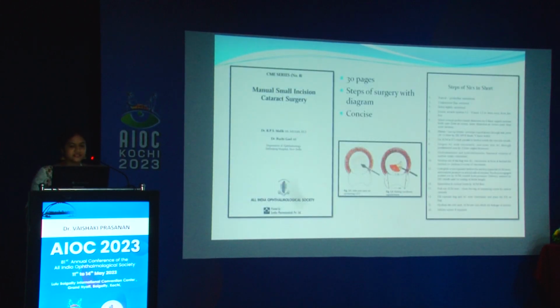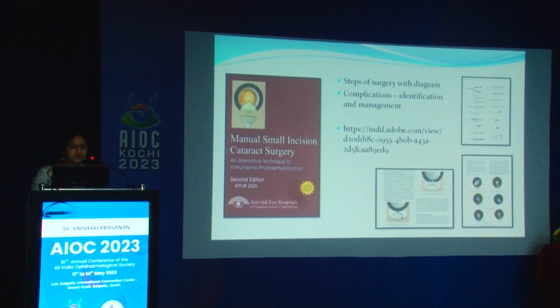And this is a very concise textbook containing 30 pages by Dr. Ruji Goyal et al. And here it gives steps of surgery with diagram, and it's a very precise book. It's a very handy book which you can use for revising or just to brush up your knowledge about SICS. And coming to the Aravind manual SICS cataract surgery manual, this is one which we also had followed. It gives details about surgical instruments as well as surgical steps and complications. And this is also available as an ebook online. And this is a link which you can use to get the book.